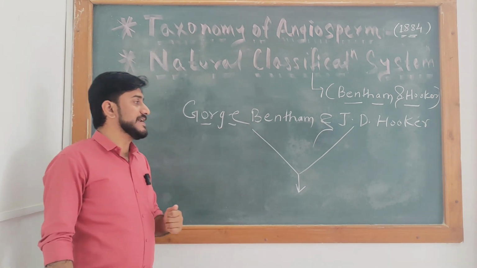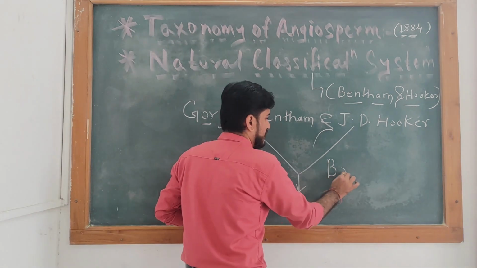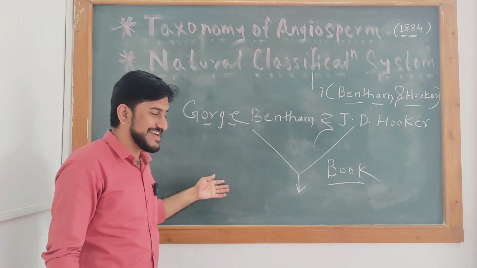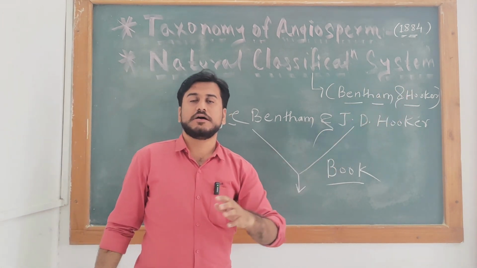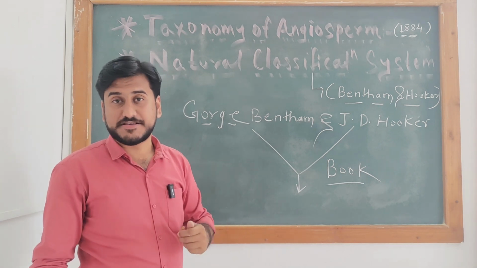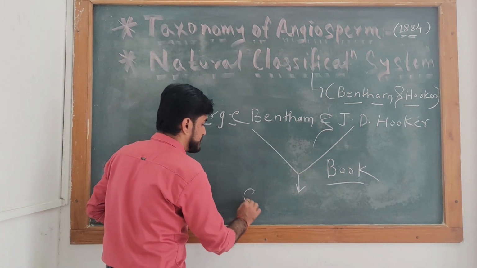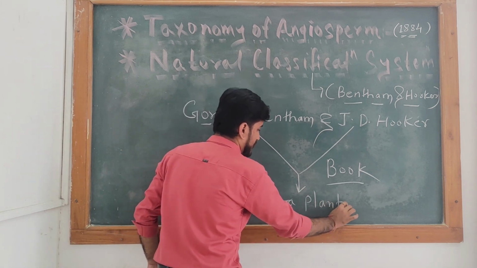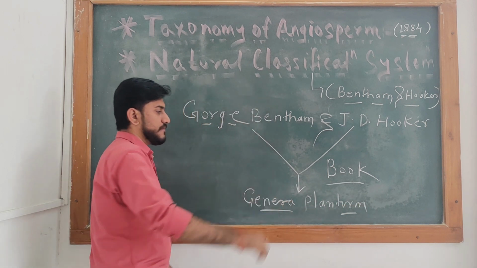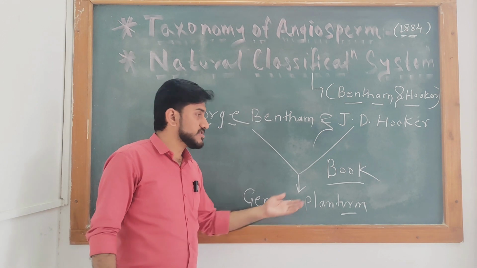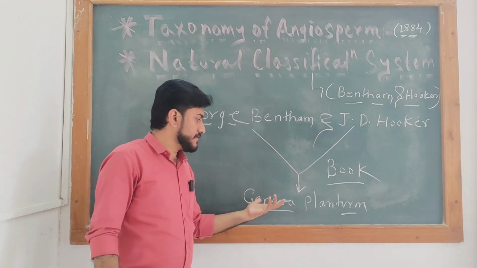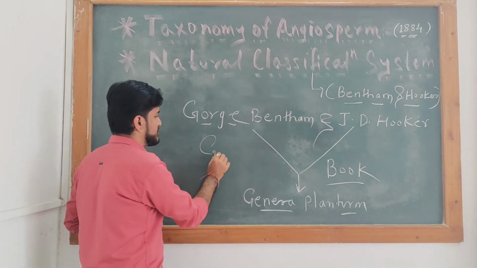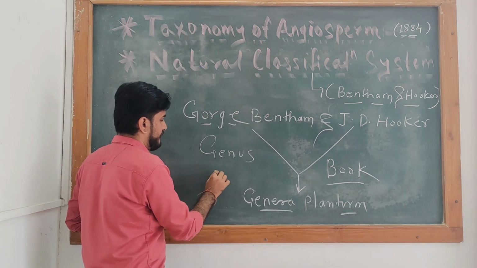But these two scientists published one book, and in this book they studied in detail the plant body in the different families. This book's name is the Genera Plantarum. In Genera Plantarum, according to Bentham and Hooker, they studied the genus of the plant body.